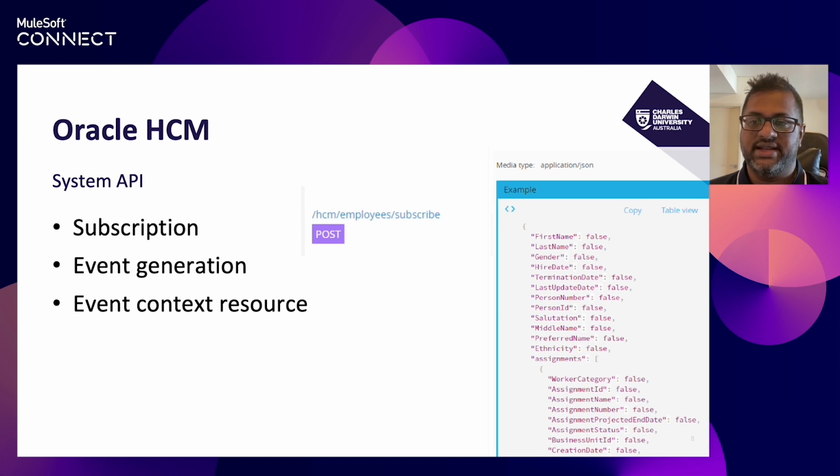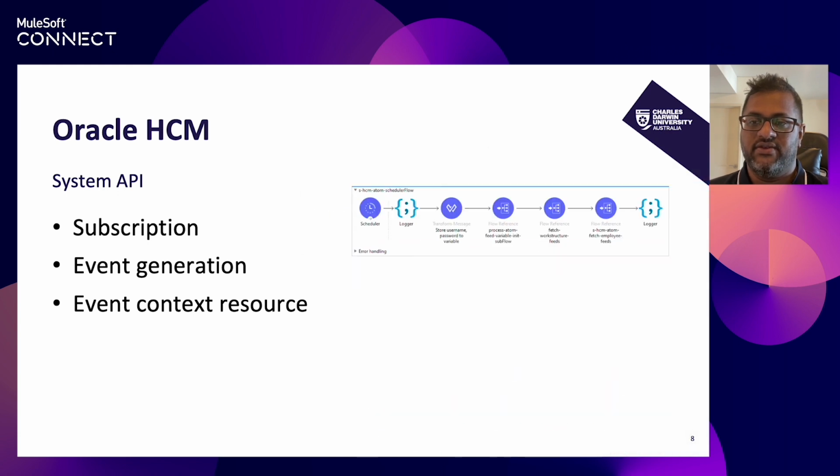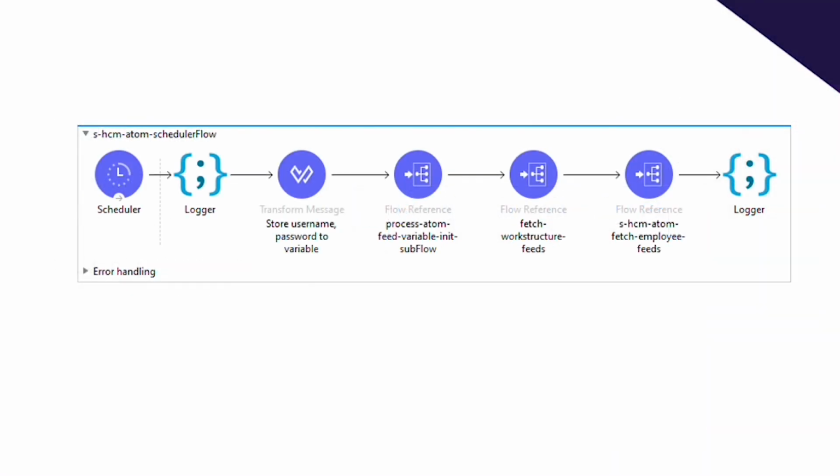Now, the next bit is the generation of events. For this, we have a scheduler which polls the HCM Atom feeds regularly, generates a common event JSON, and publishes the event to RabbitMQ.